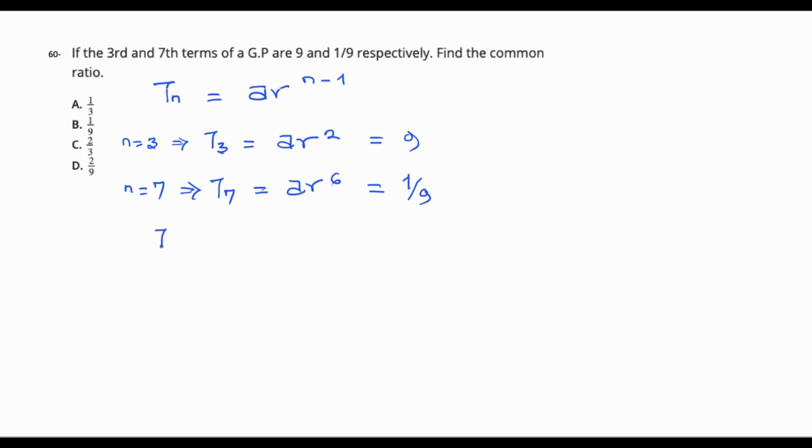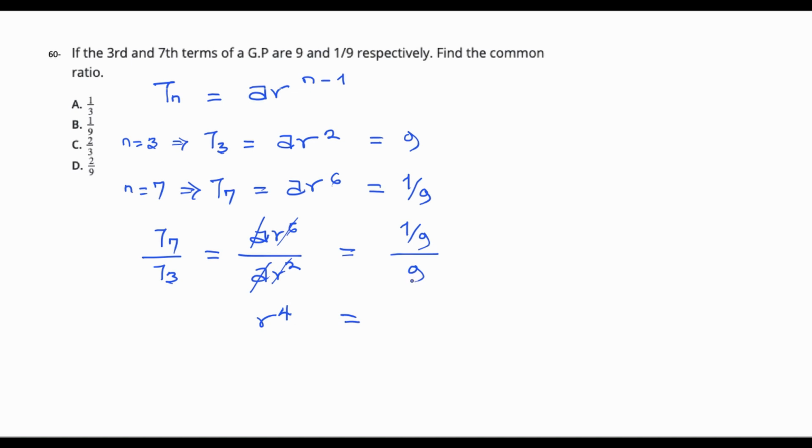So if we have T7 divided by T3, this is equal to ar raised to the power 6 divided by ar raised to the power 2. And this is equal to 1 over 9 divided by 9. So the a here cancels out the a here. And when we have r raised to the power 6 divided by r raised to the power 2, this will leave us with r raised to the power 4 here.